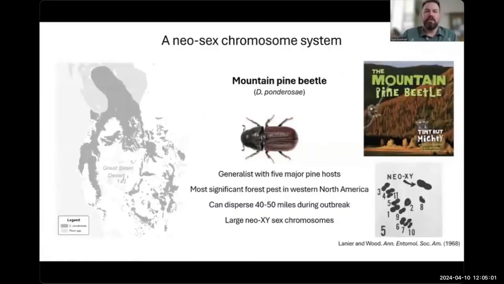So this beetle is a generalist with 5 major pine hosts. It's pretty broadly distributed across Western North America. As I mentioned, it's one of the most significant forest pests. It can disperse over 40 to 50 miles during an outbreak. This beetle has large neo-sex chromosomes, which were identified back in the 60s. And there's even children's books written about this beetle. So it's a pretty important critter.